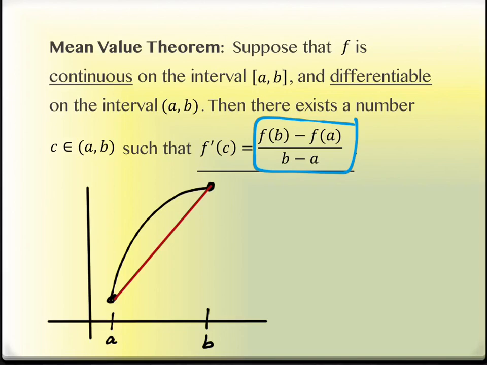But imagine now taking that same segment. There is a place over here that's got the same slope as that segment. Okay? It shifts, it will match. And that location is what we're guaranteed exists. And that's C.